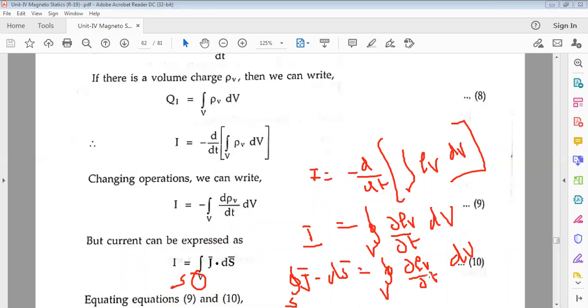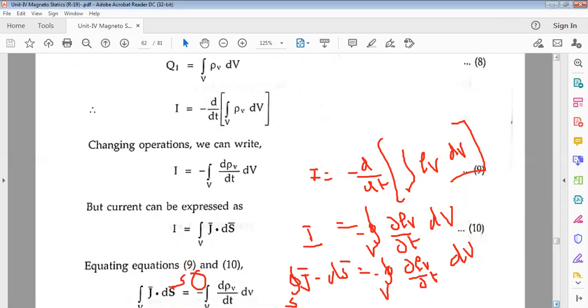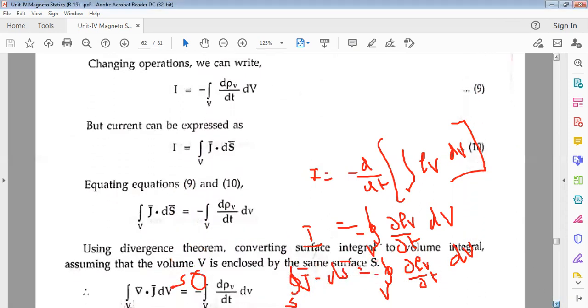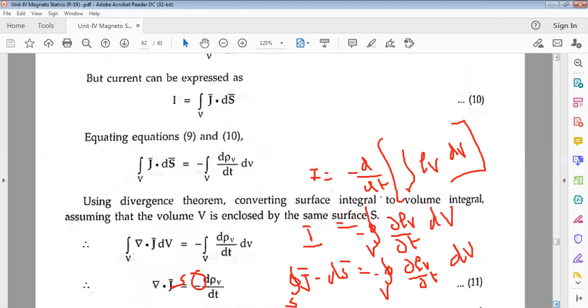From these two equations, I is equal to minus, the minus sign is also there, minus the volume integral of ∂ρv/∂t dv, and the surface integral of J̄·dS̄, equating the two functions. See here also something went wrong. It is not a volume integral, my students. It is a surface integral.